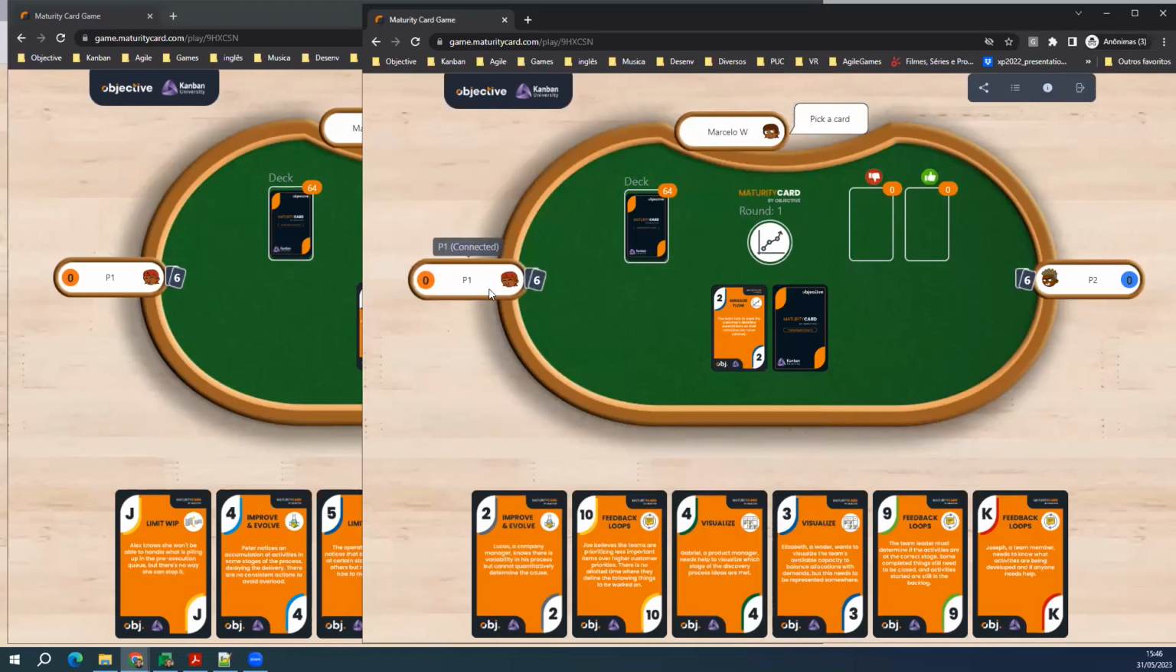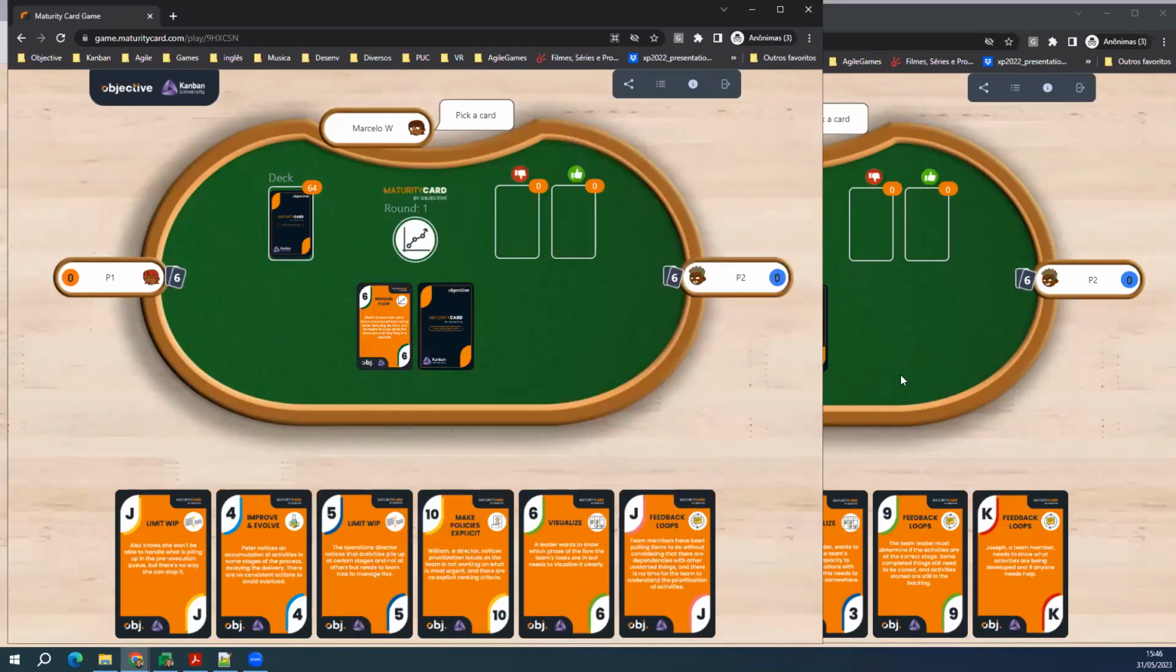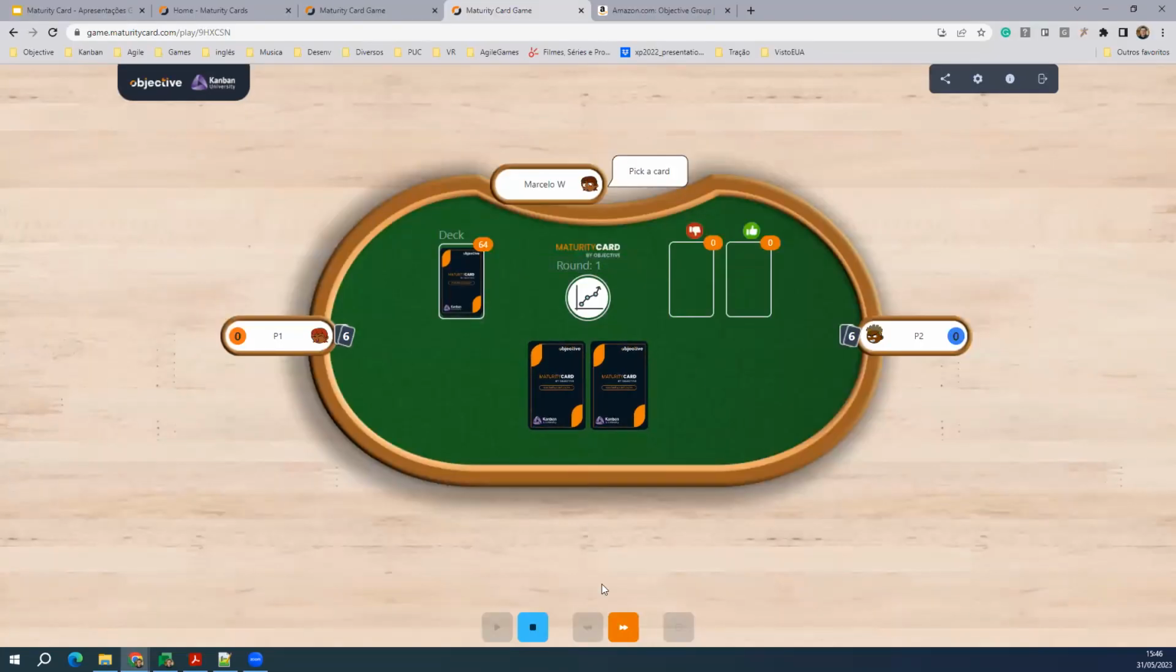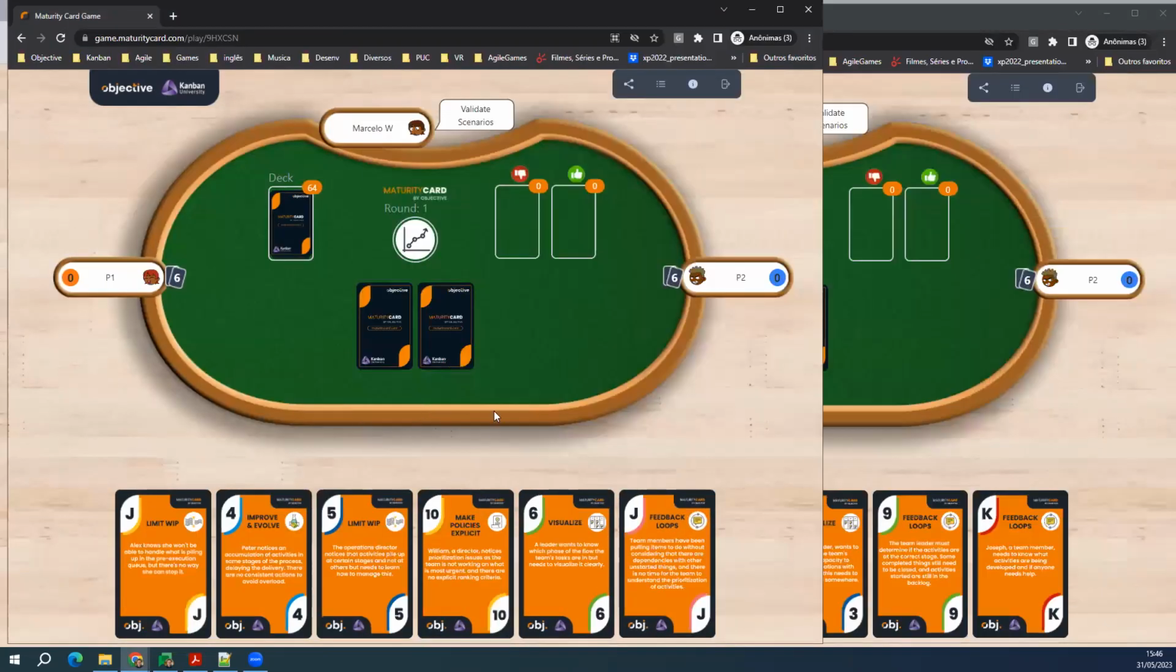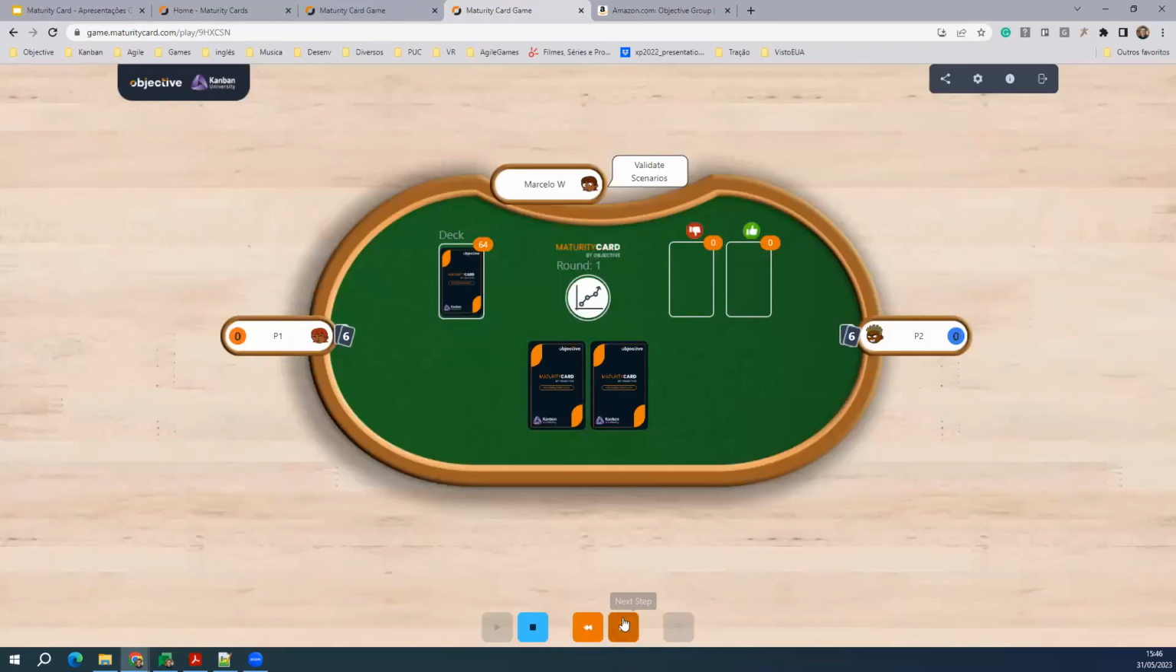Okay, so both players put the cards on the table, and I will return here and go to the next step. The next step is to validate the scenario. So here we have both cards. Okay, validate scenario, and let me take here.